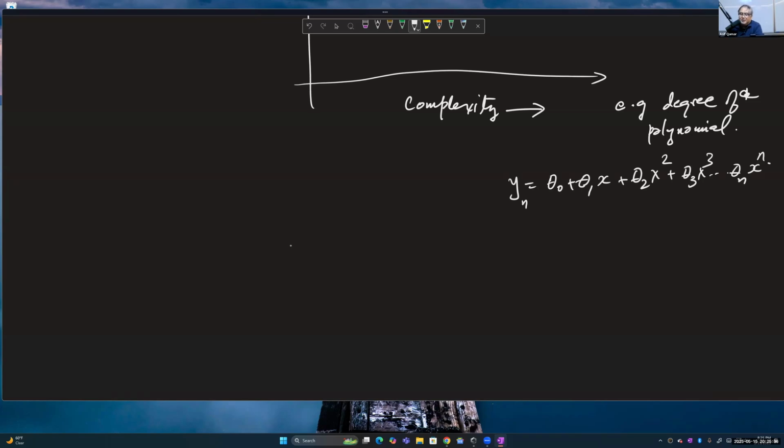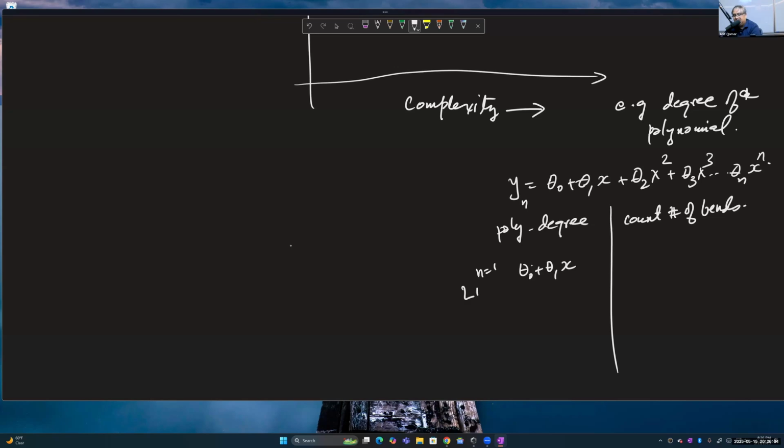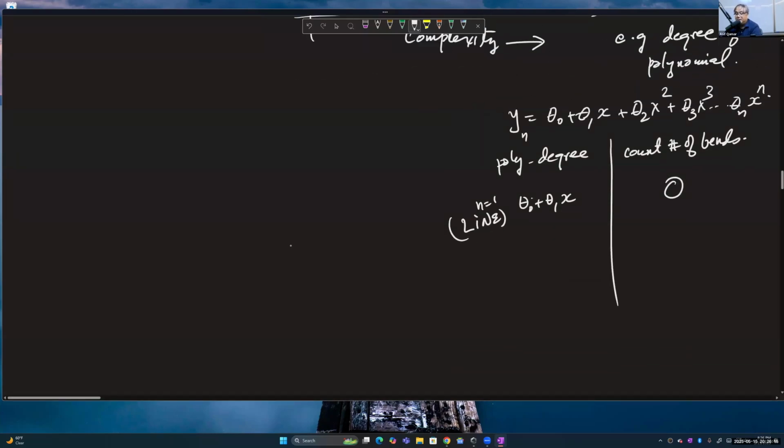Now we'll do something interesting. If you take a polynomial of degree n, and I don't know if you have ever observed or noticed it, count the number of bends. Right? So n is equal to 1. What is the equation? It is theta naught plus theta 1 x. That is basically a line. How many bends does a line have? Zero. It doesn't bend. It's a line. Right? Well, if it bends, it wouldn't be called a line.